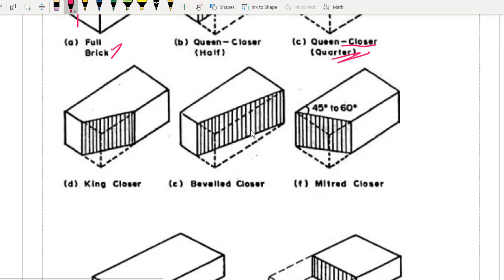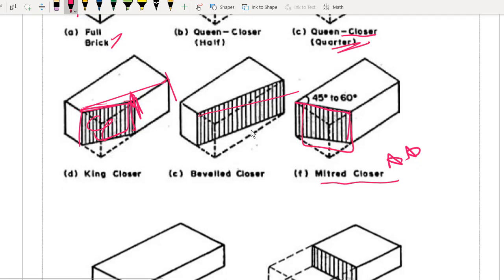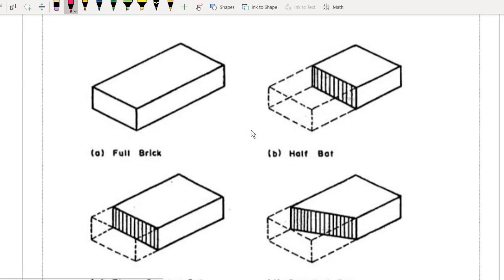Next is king closer, cut off the side to the edge. So this part is gone, so whatever you have is king closer. Instead of cutting it here, if you extend it up to the end, you will have this beveled. And we have mid thread. Mid thread is also very important, remember it. We cut at a 45 to 60 degree angle, you remove this triangular part, that will be your mid thread. Okay, so full bat.